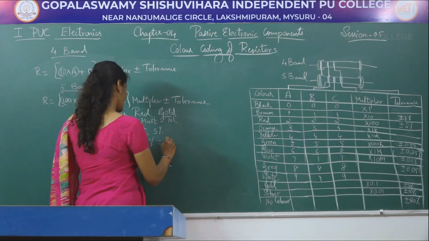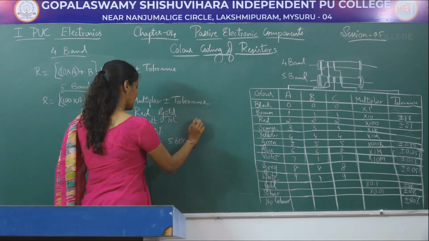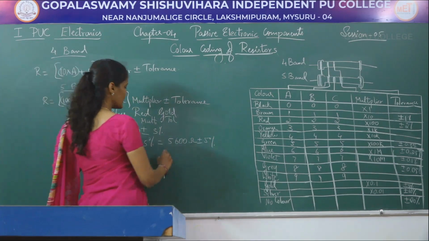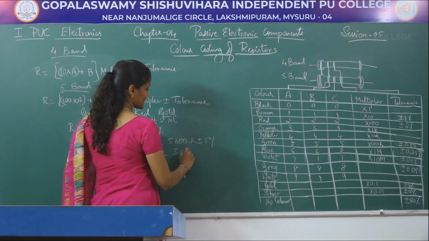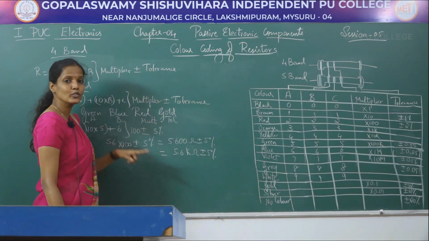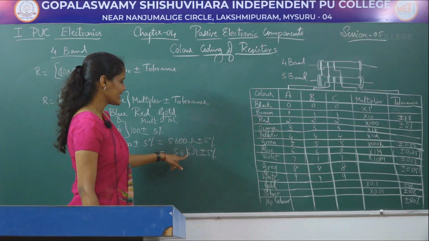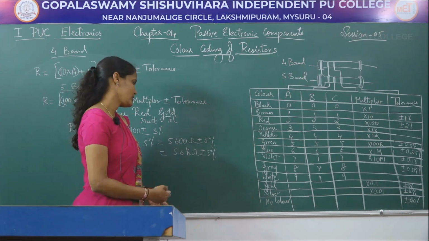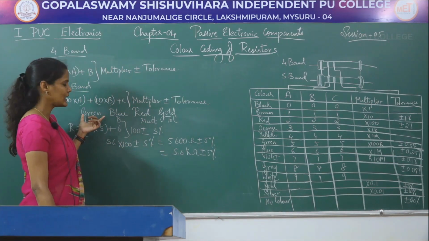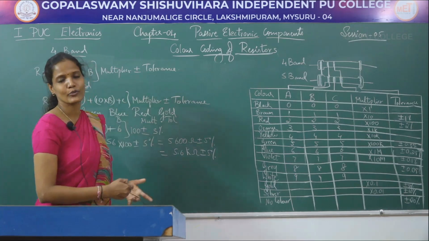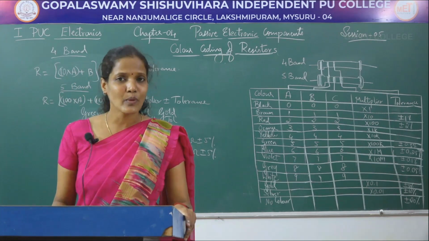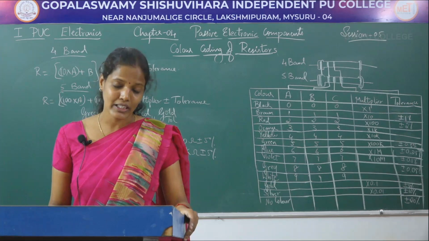So this can be written as 5600 ohms plus or minus 5%, or this can even be written as 5.6 kilo ohms plus or minus 5%. 5.6 into 1000, kilo is nothing but 1000. So 5.6 into 1000 gives me the same value, that is 5600 ohms plus or minus 5%. So the resistance value of a resistor with the color code green, blue, red and gold is equal to 5.6 kilo ohms plus or minus 5%. Clear?